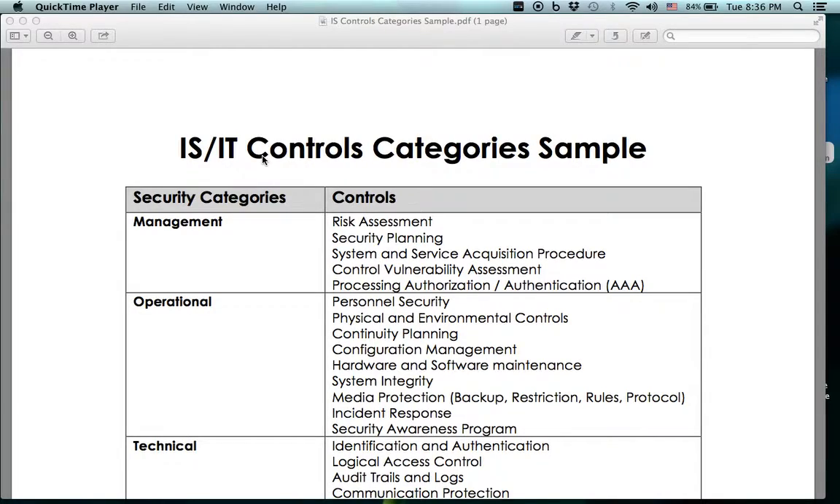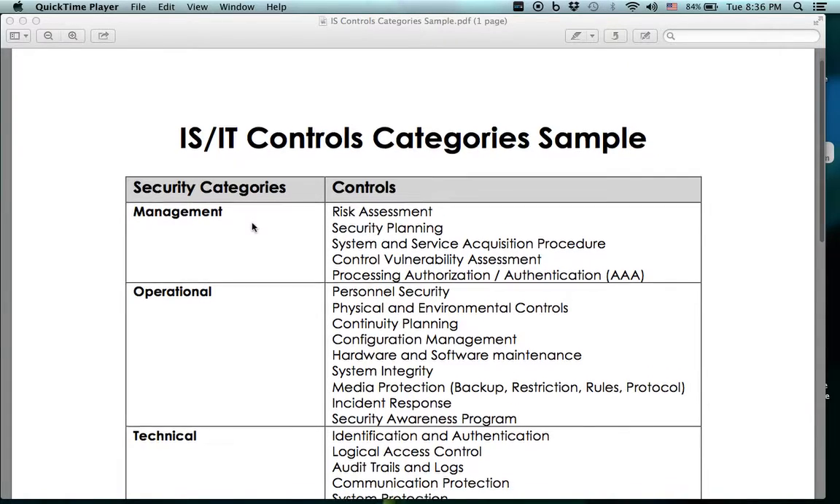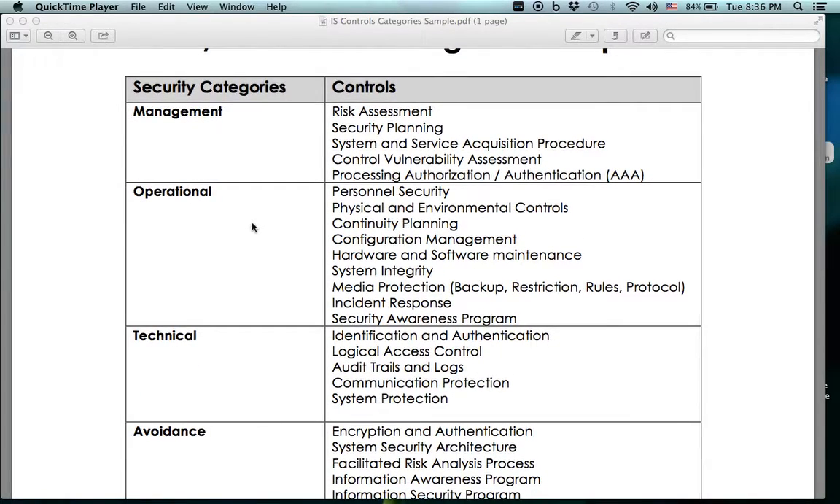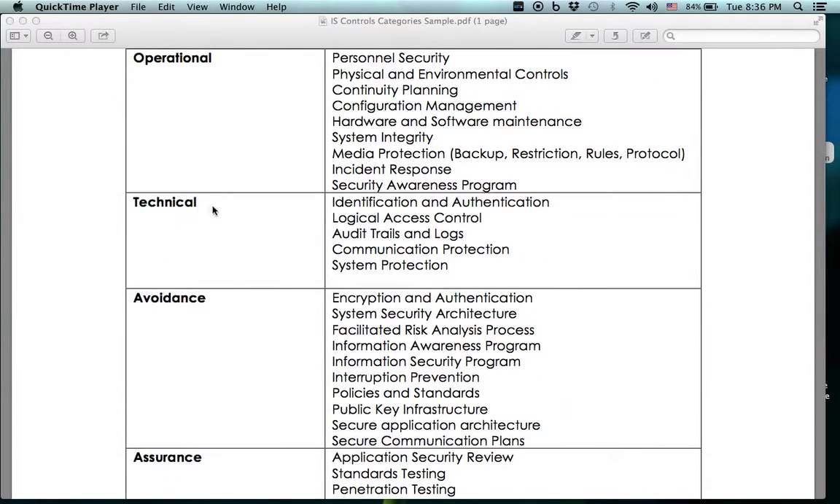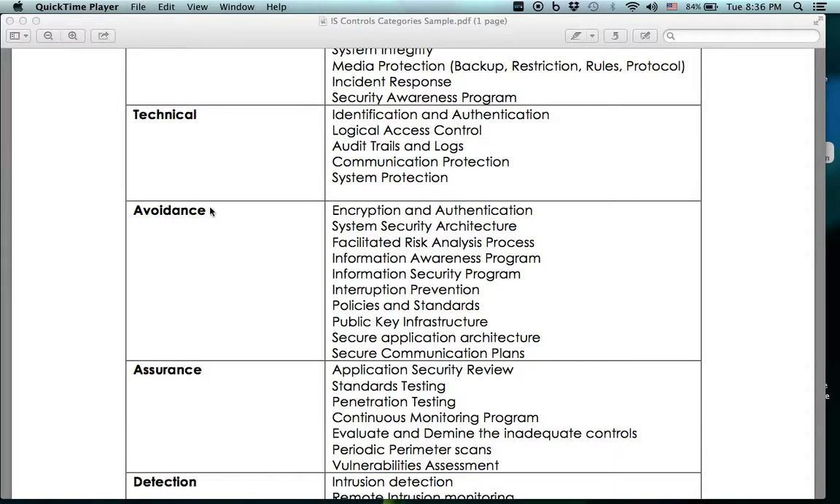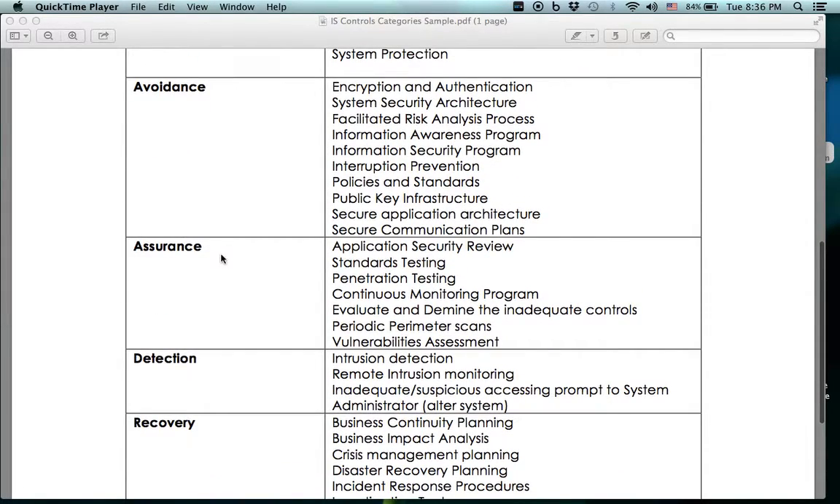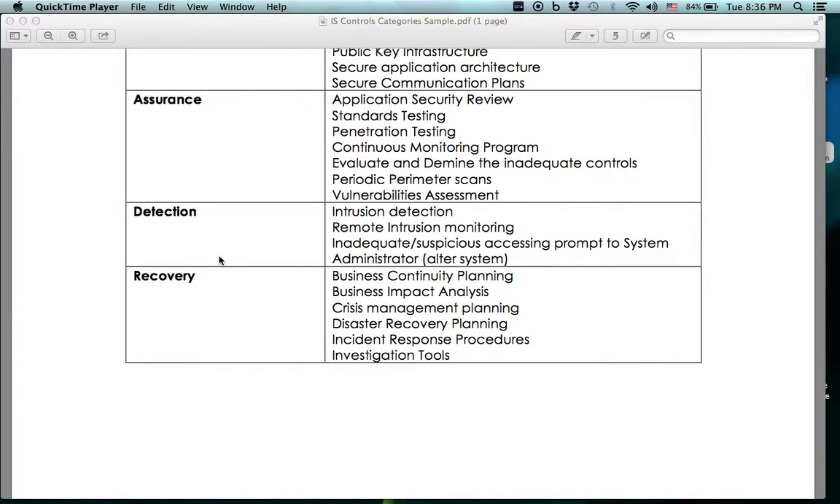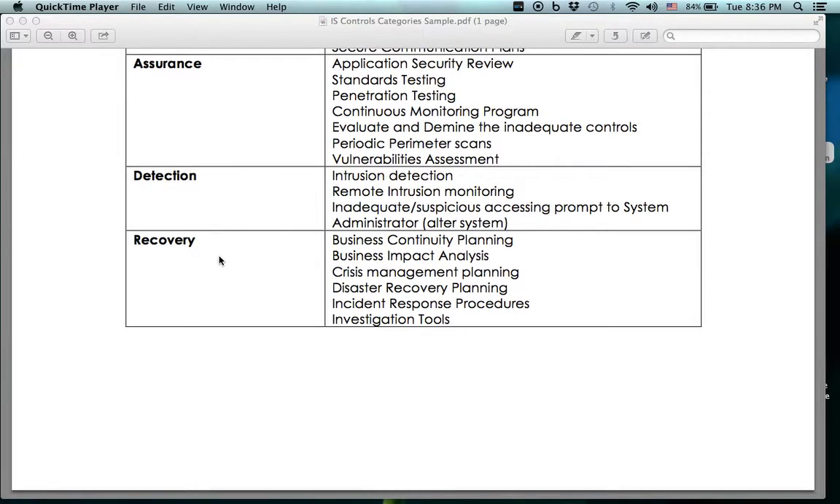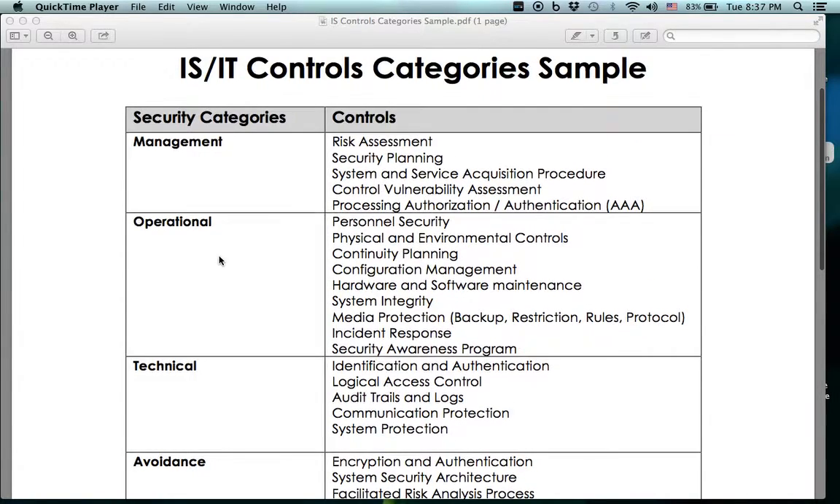Today I wish to share with you about the IT control categorization. I classify the control securities. One is management, the second is operational control, the third one is technical control, and number 4 is avoidance control. Number 5 is assurance control. Number 6 is detection control. And the last one is recovery control. So this is the majority that the IT risk assessor needs to categorize, the type of control.